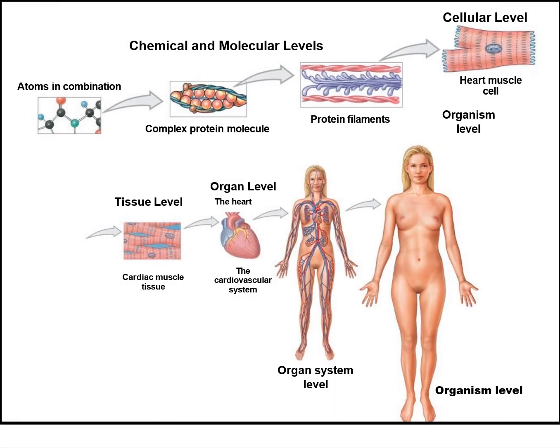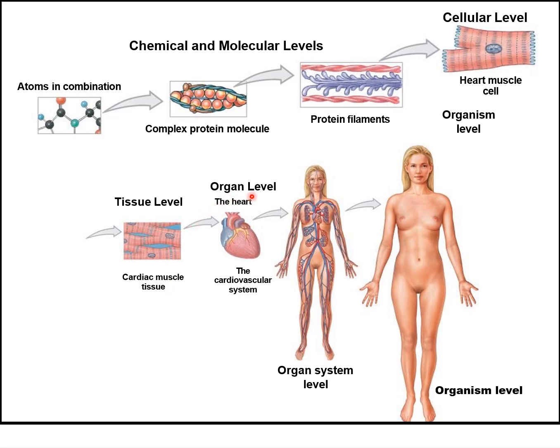Now let's see what those levels of organization look like with pictures. Remember, everything started with atoms. Atoms in combination become complex protein molecules, which bring us to protein filaments. Then we get to the cell at the cellular level. And what we are looking at right now is a heart muscle cell. Then we get to the tissue level. Remember, tissues are a group of one or more cells working together, and this is cardiac muscle tissue.